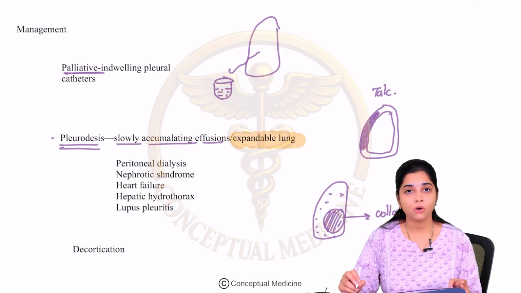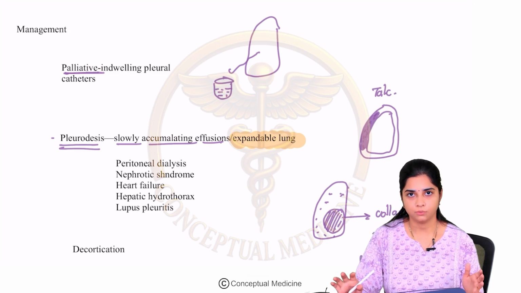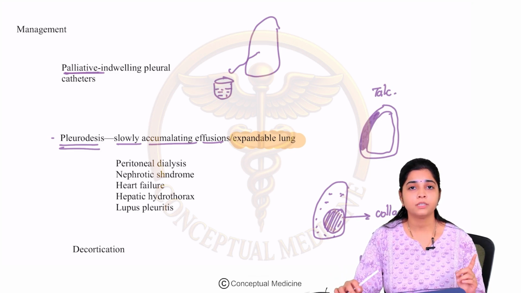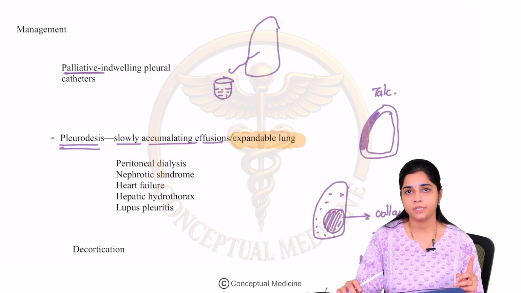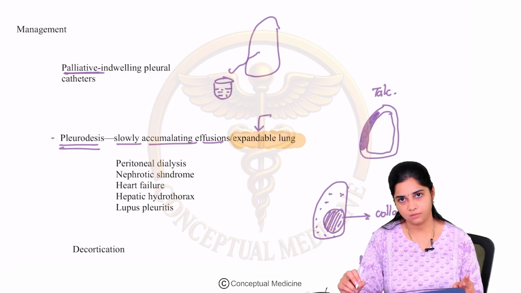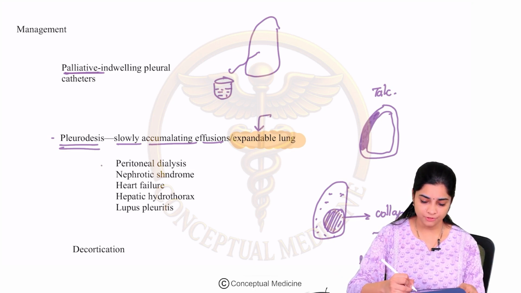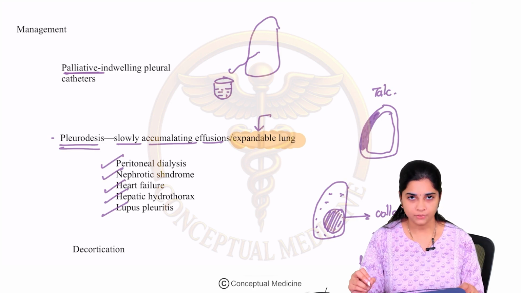So, if you have a non-expandable lung, is there any point in doing a pleurodesis? No, right? So, the most important underlying condition for a pleurodesis to be successful is that you should have an expandable lung. So, what are the conditions where pleurodesis has been tried? In recurrent pleural effusions due to peritoneal dialysis, nephrotic syndrome, heart failure, hepatic hydrothorax and lupus pleuritis.